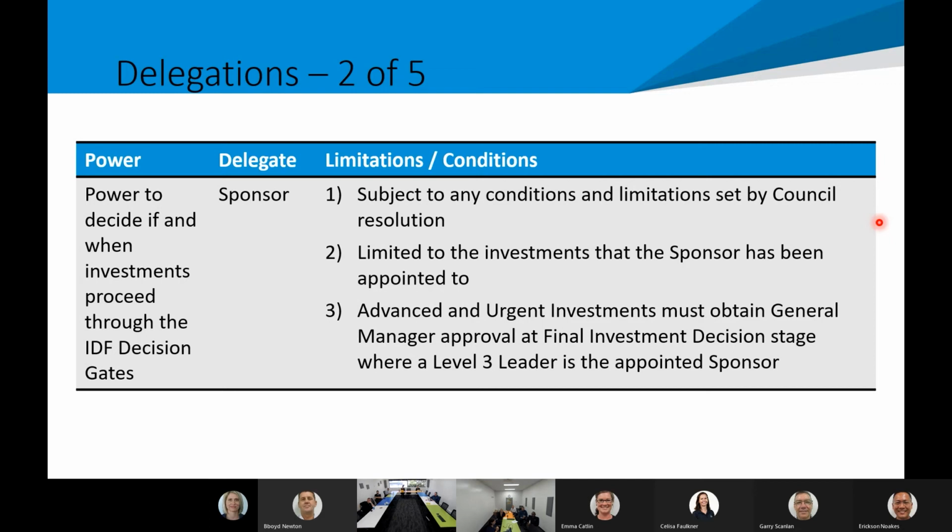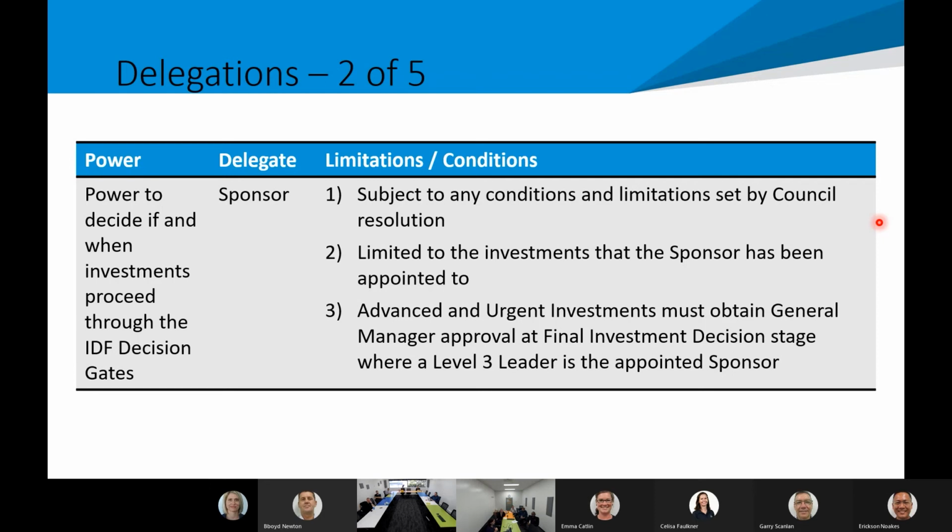So there are a few limitations. It's subject to any conditions set by council. So council may resolve that at certain gates they want it to come back to them. So the sponsor isn't the decision maker in those instances. It's limited to the area they're appointed to. So if I'm sponsor on a project, I can't go and make decisions on Thomas's project that he's sponsor on.